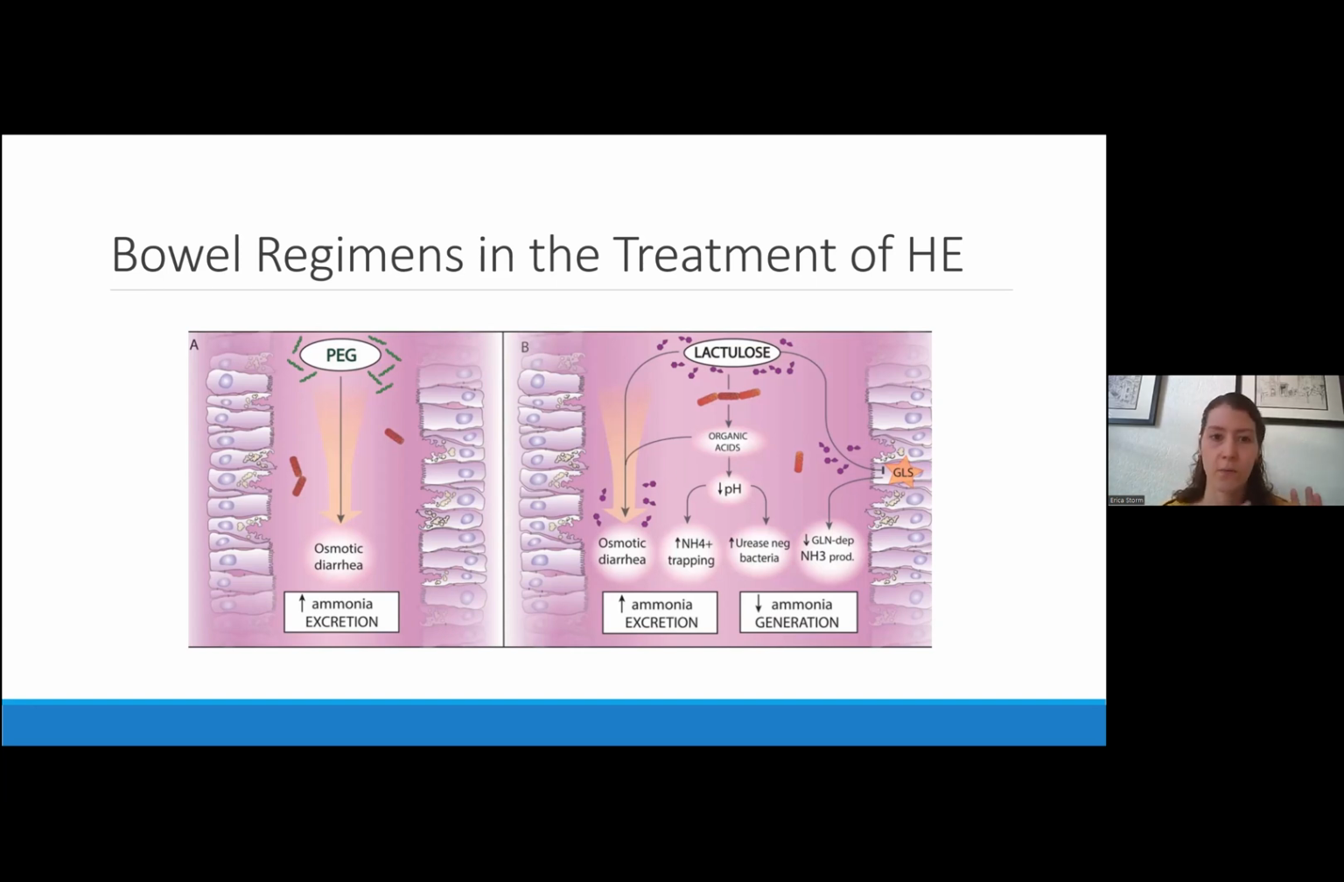That said, once we discovered lactulose in the 60s, no one really took a moment to pause and do head-to-head comparisons. And I think a lot of people who have been working with some of the hospitalist services, UW and Harborview, may be hearing something about the role of Miralax and how Miralax might actually be just as good as lactulose. Has anyone heard that?